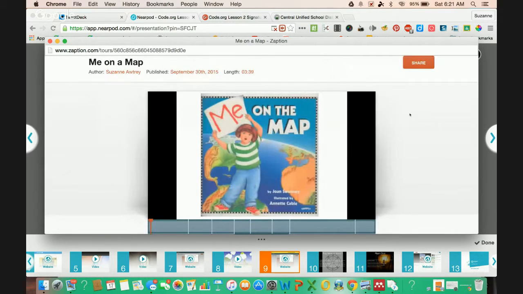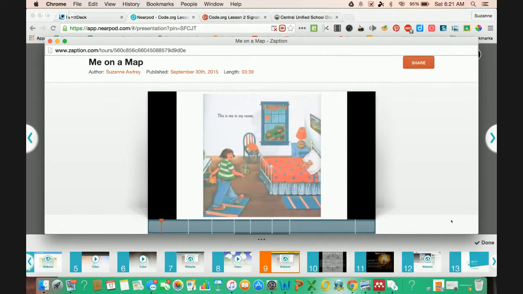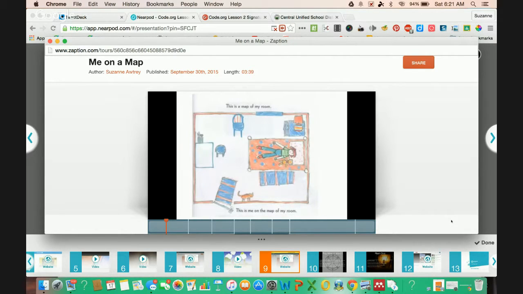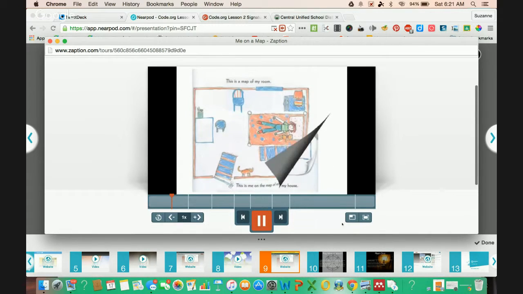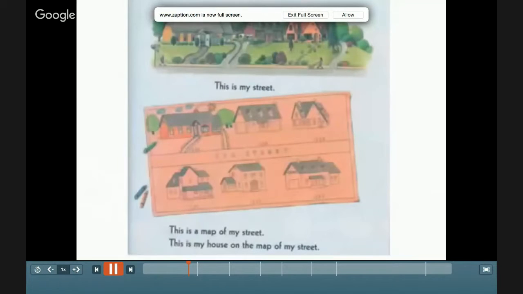Me on the Map by Joan Sweeney, illustrated by Annette Cable. This is me. This is me in my room. This is a map of my room. This is me on the map of my room. This is my house. This is a map of my house. This is my room on the map of my house. This is my street. This is a map of my street. This is my house on the map of my street.